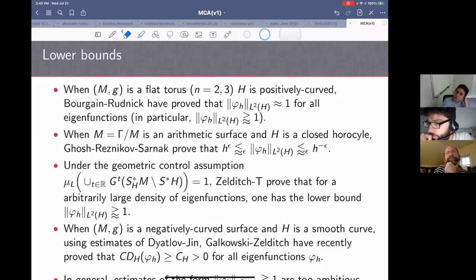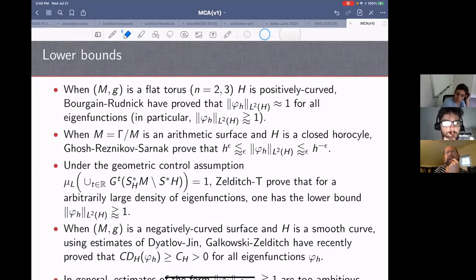When you have an arithmetic surface, sorry, it should be gamma, this is an arithmetic surface, there's a typo there. If I have a closed horocycle, then Ghosh-Reznikov-Sarnak proved that we have this comparability estimate. Basically, the L2 restriction is h to the epsilon from below and h to the minus epsilon from above. So these are very large improvements over the Burq-Gérard-Tzvetkov upper bound, for example, and even the lower bound is very arbitrarily close to uniform boundedness from below.